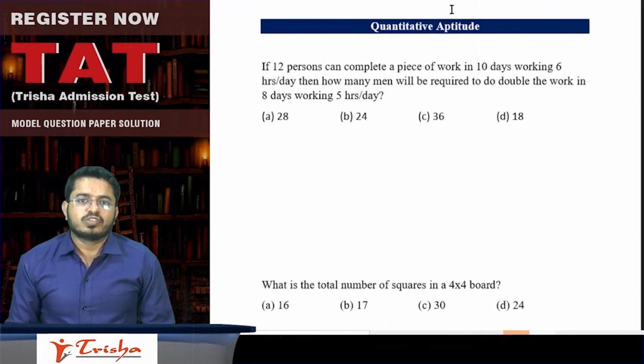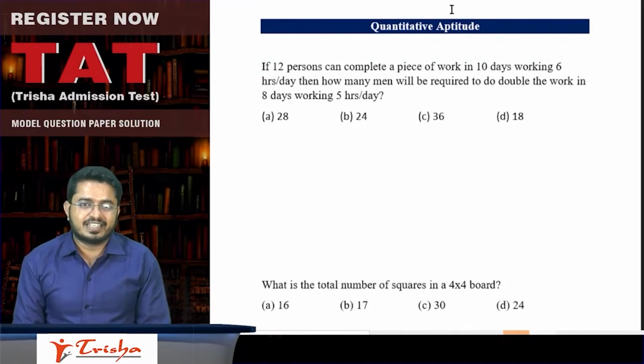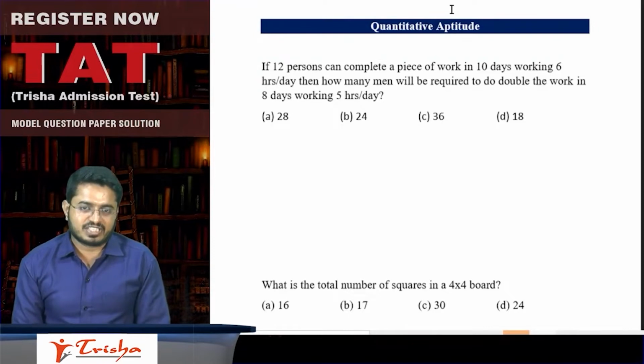In this video, we'll be solving a few questions with regards to quantitative aptitude, and I'll give you some tricks to solve the solutions of these questions very easily in a matter of a few seconds. Let's start with the first question now.